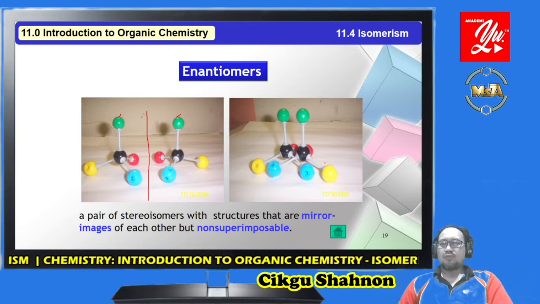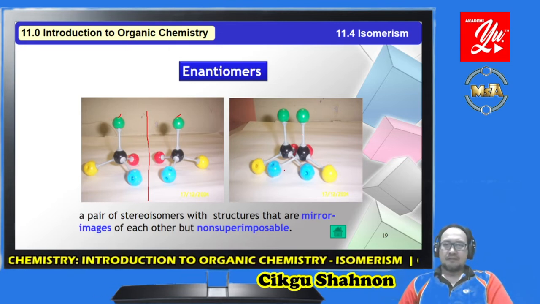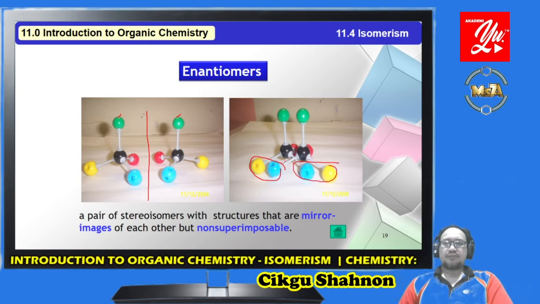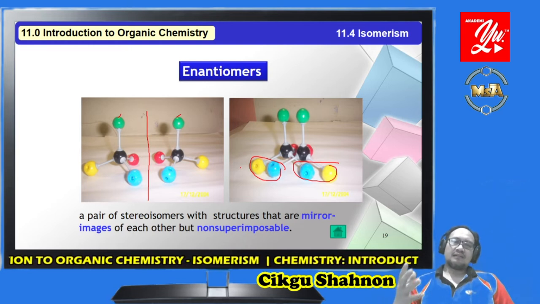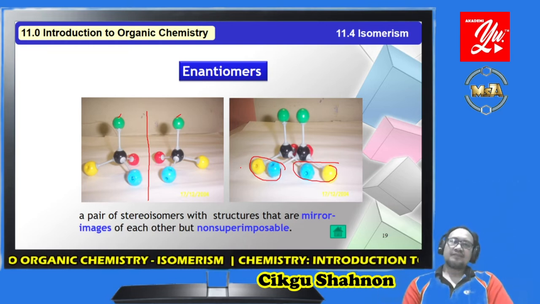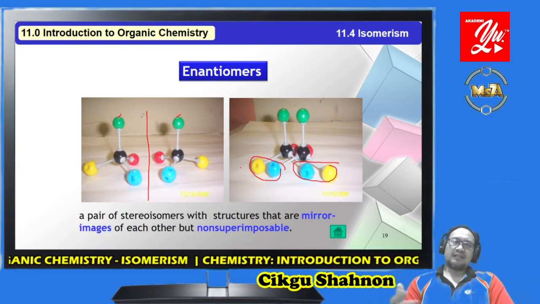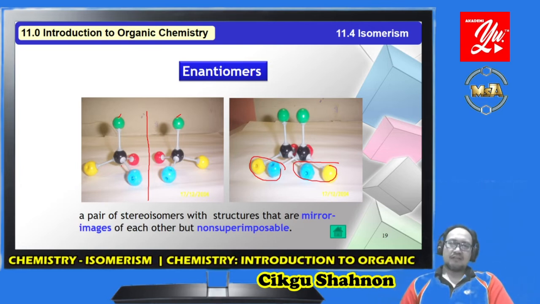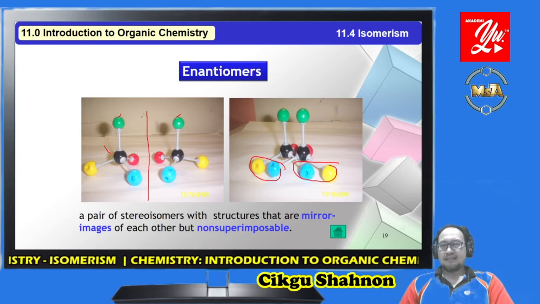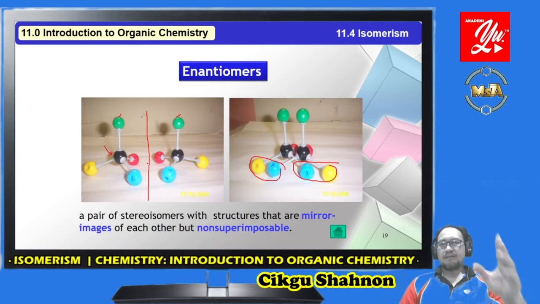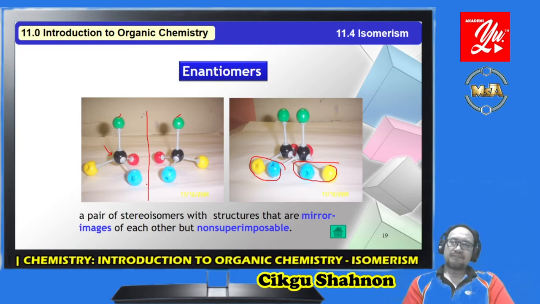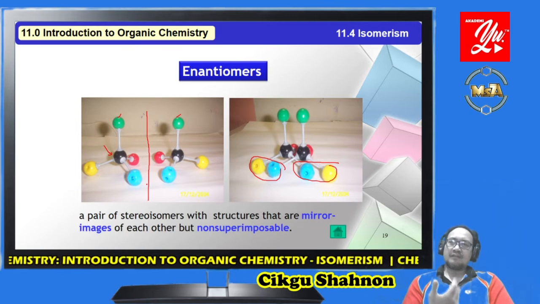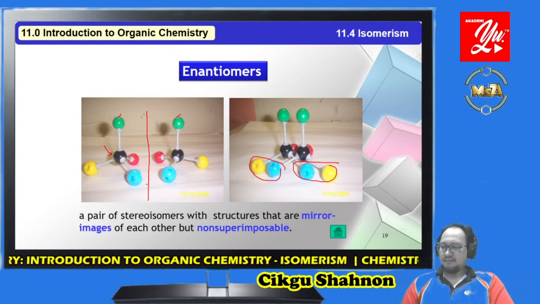Okay, when we try to superimpose, look at here, not superimposable, not superimposable. That means this is not an identical molecule. This is different. We call it enantiomers. Why do we call it enantiomers? Because it has a chirality center here, four different groups, and the mirror image is not superimposable. So these are enantiomers, different compounds.